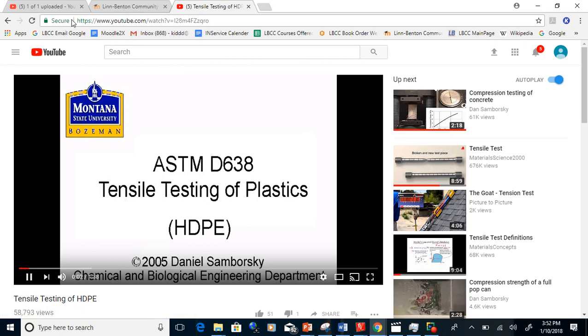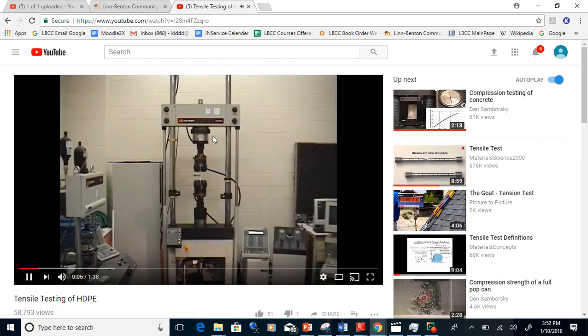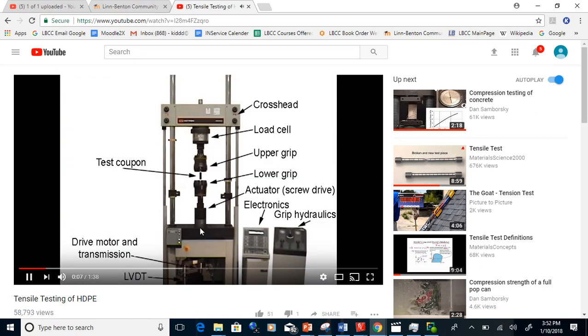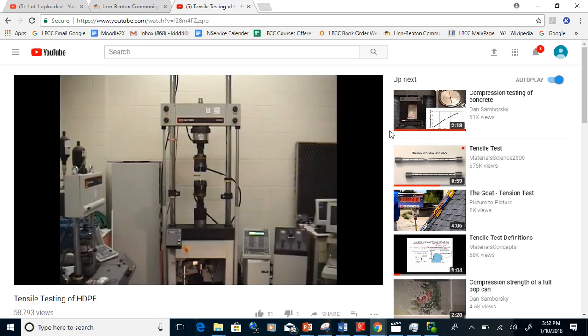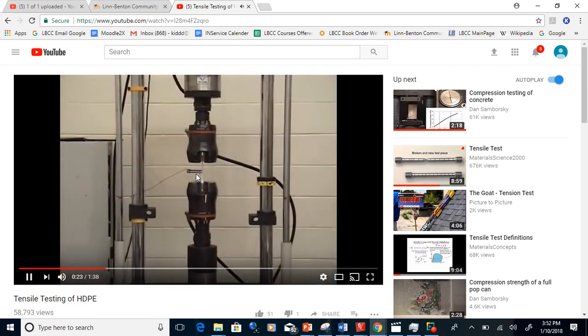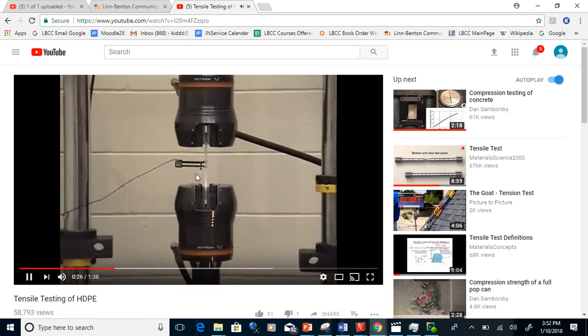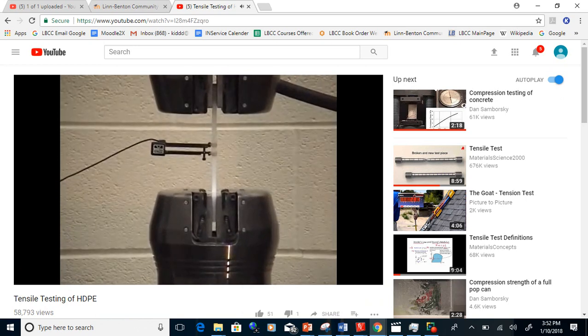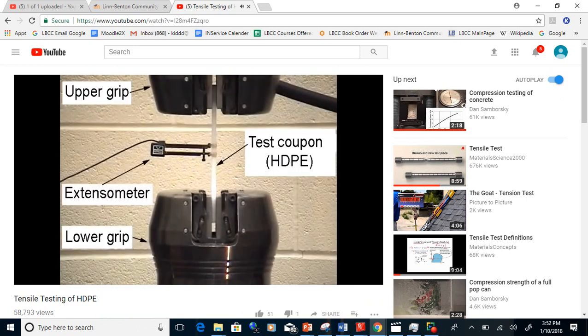Here's HDPE, high density polyethylene. There's the tensile tester. Upper and lower grips, load cell, crosshead up top. Then the extensometer is right there, the black one. That measures the length. Now this test will go a lot quicker. It's just plastic.